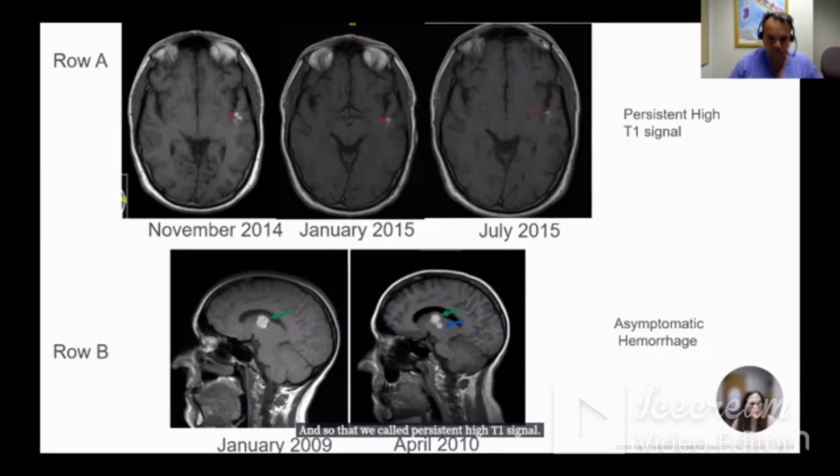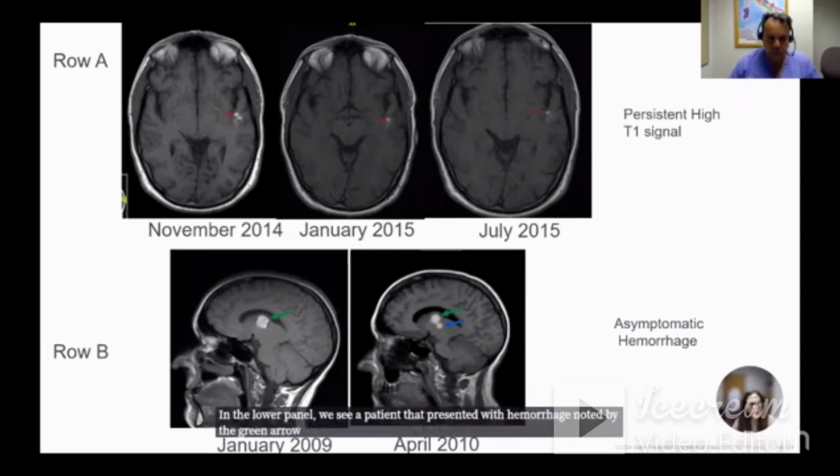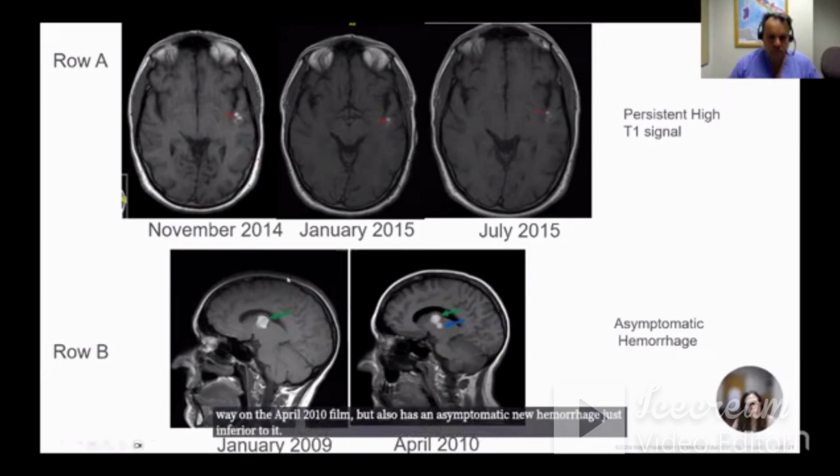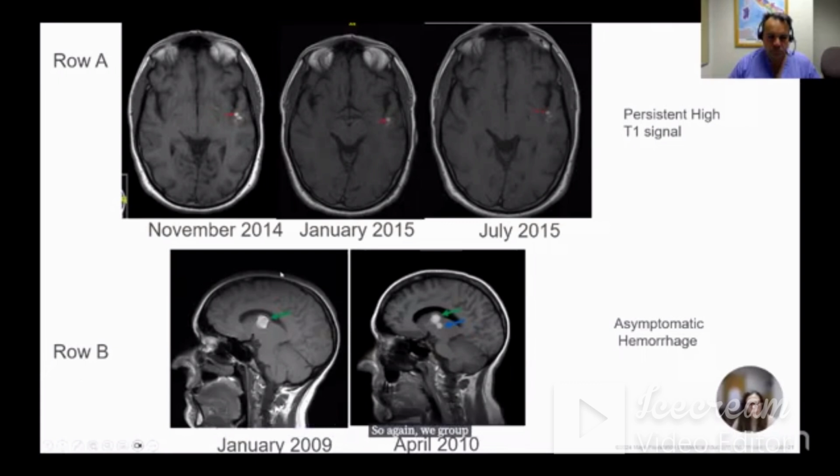In the lower panel, we see a patient that presented with hemorrhage noted by the green arrow that persists in a bright T1 way on the April 2010 film, but also has an asymptomatic new hemorrhage just inferior to it. So again, we grouped this finding together when we were looking at outcomes.